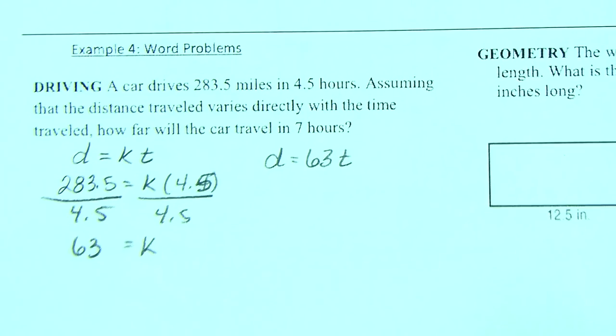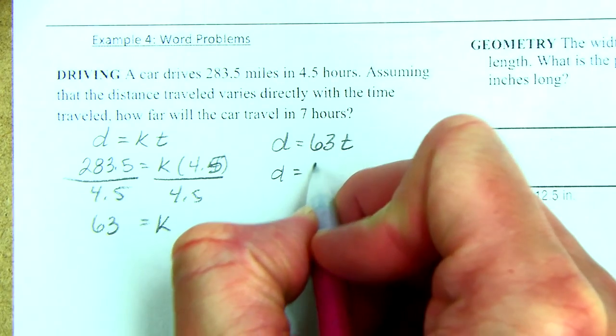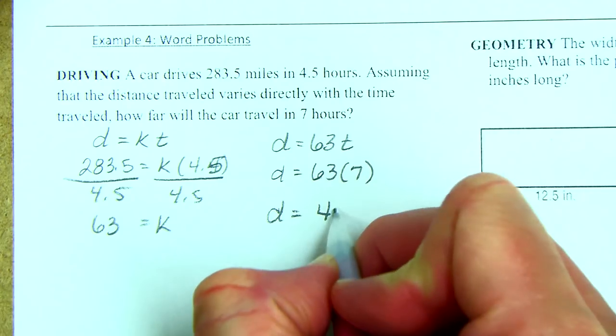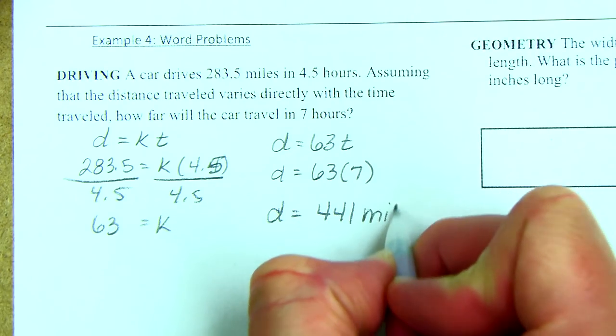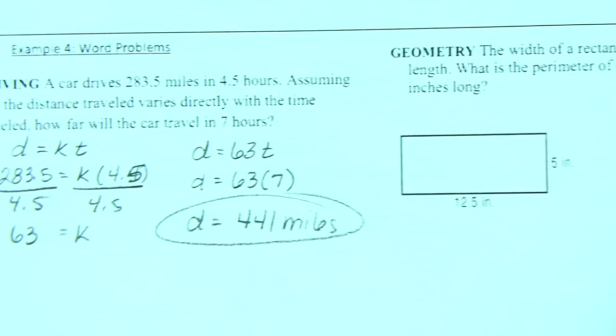And when I then say, oh, how far is she going to go in 7 hours? Our distance should be 441 miles. And that's how you solve that one. Could you have solved it with a proportion? Absolutely. But I just wanted to show you, you can solve it with a direct variation equation as well.